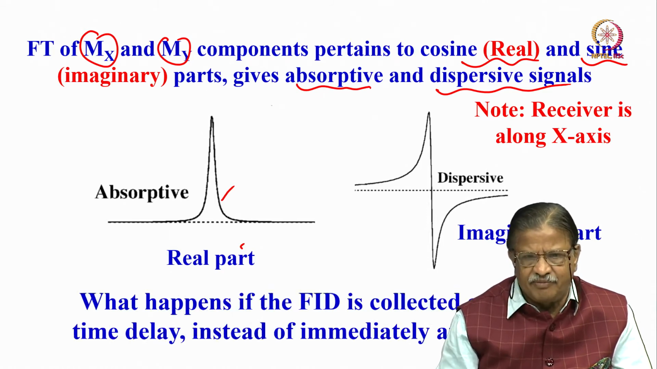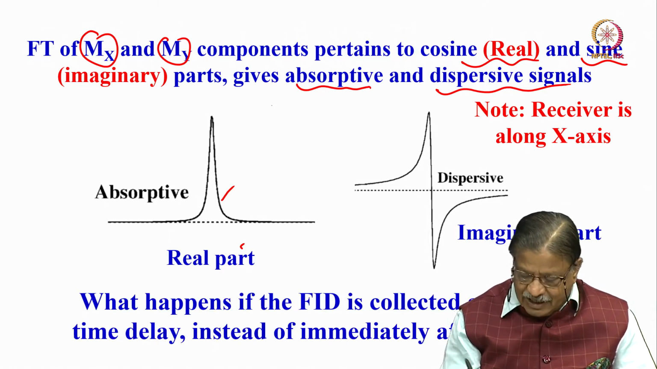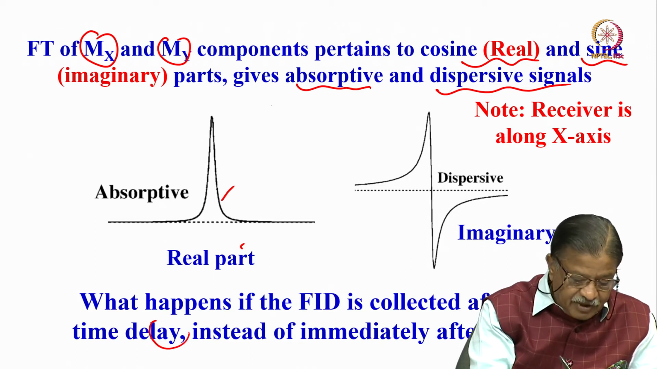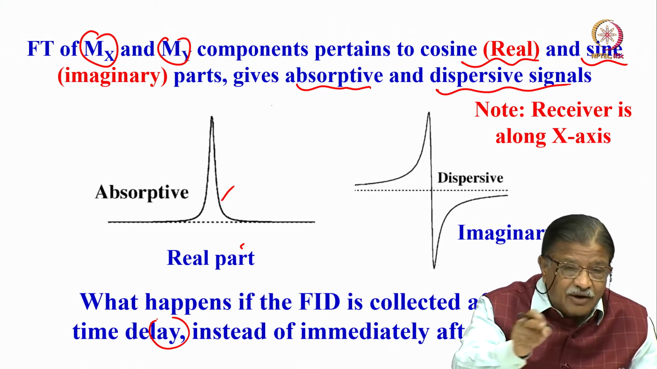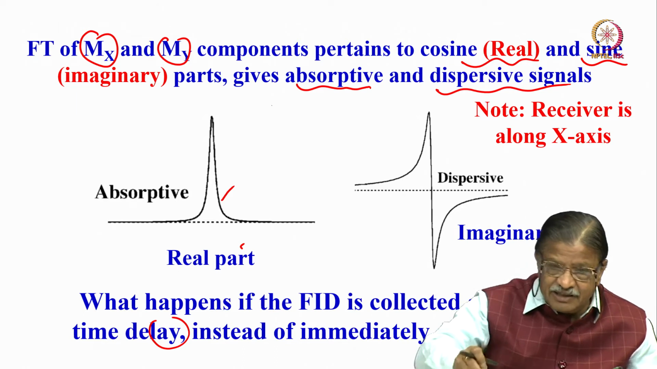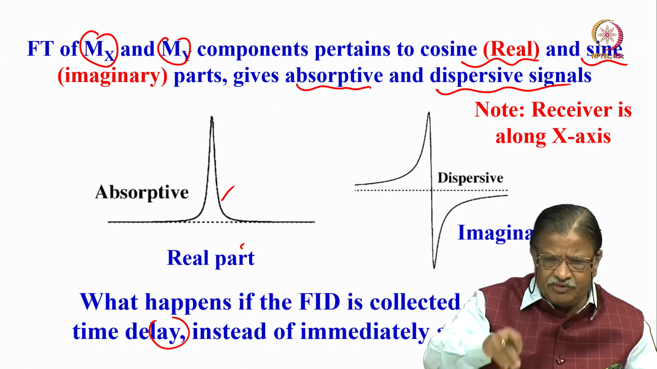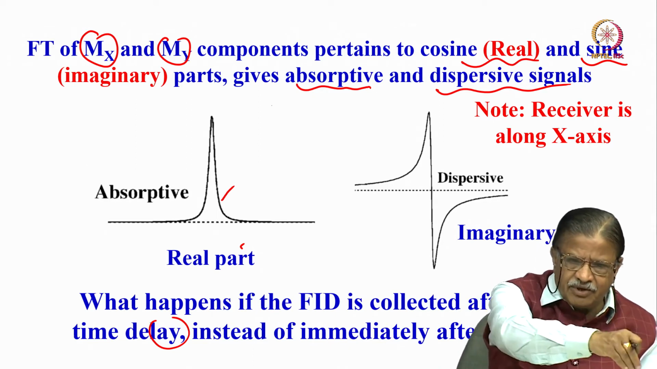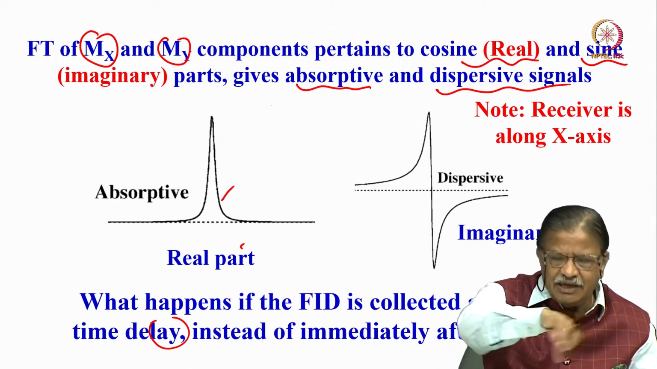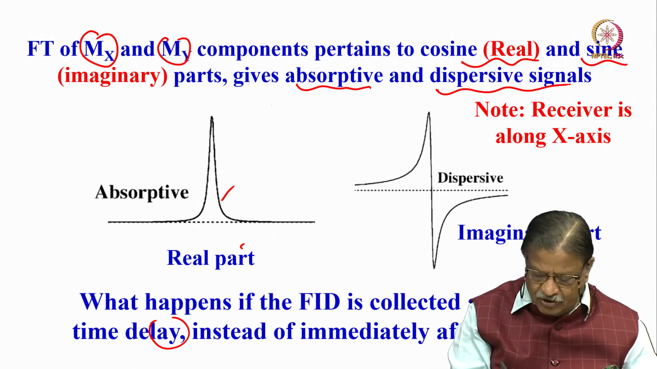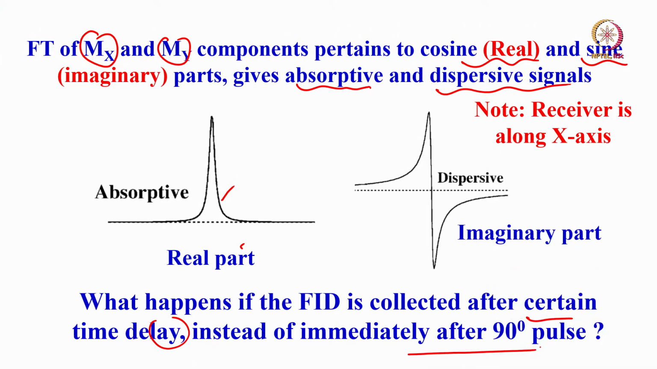That is perfect. Now what happens if the FID is collected after a certain time delay? Now I am allowing it to rotate in the xy plane. Magnetization components Mx and My start moving. How it moves we already understood: M0, 0, minus M0 and 0 for a cosine. Sine is 90 degrees out of phase like that. So immediately after the 90 degree pulse, instead of collecting the signal here, where you get the absorptive part, I am allowing it to rotate. We call it the magnetization starting to precess. Let us see what will happen if it starts precessing.